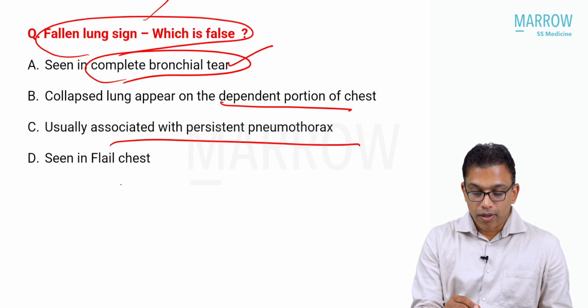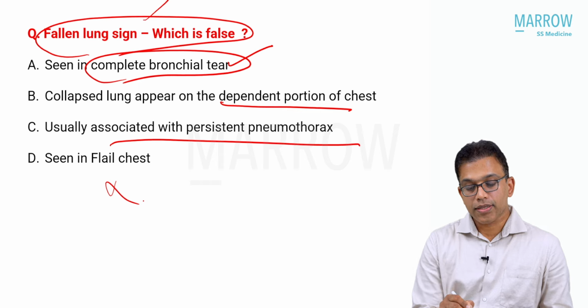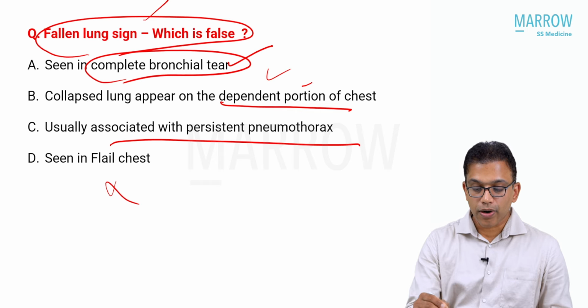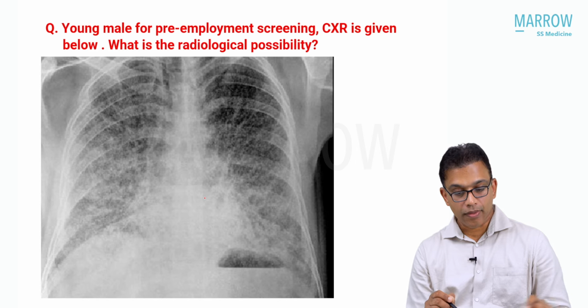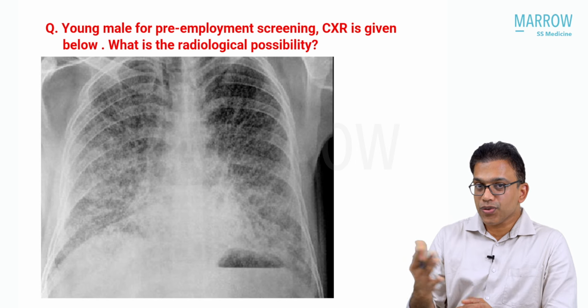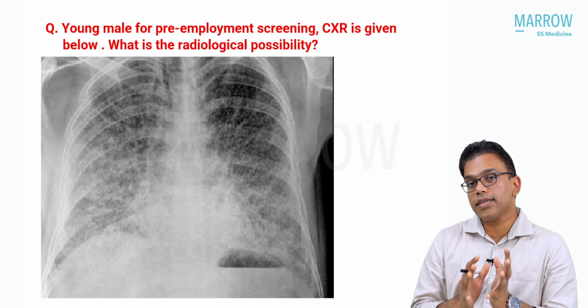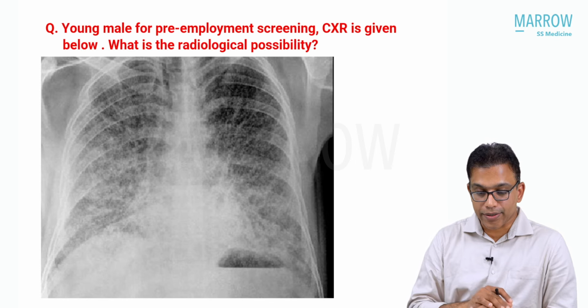That is why the fallen lung sign is usually associated with the persistent pneumothorax. It is not seen in flail chest. It is associated with the bronchial tear. So 1, 2, 3 are correct. This thing is false. But it may be associated with the rib fractures also, because basically it is due to trauma. But the direct reason is a complete bronchial tear, not the rib fracture. It may be an associated condition.